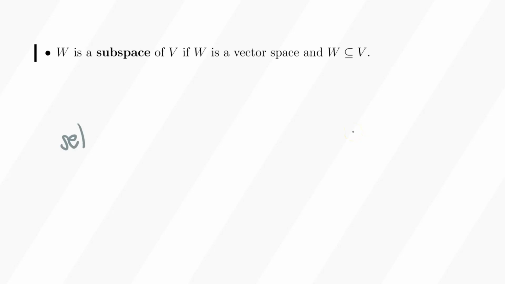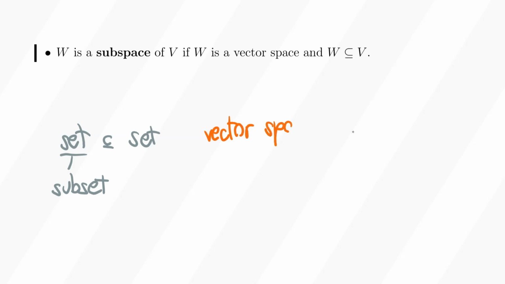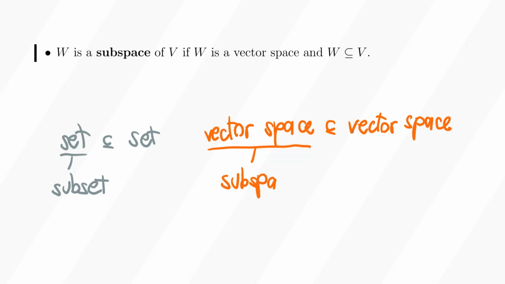When we have a set sit inside another set, we are going to call that a subset. So when we have a vector space and that vector space lives inside another vector space, we are going to call that a subspace. Basically, W is a subspace of V if W itself is a vector space and it sits inside another vector space V.